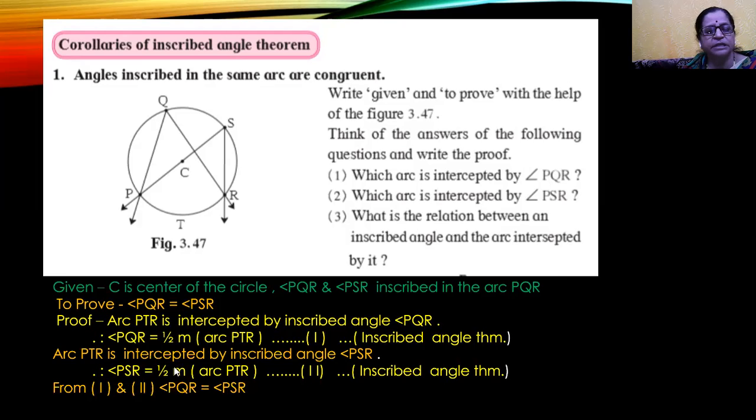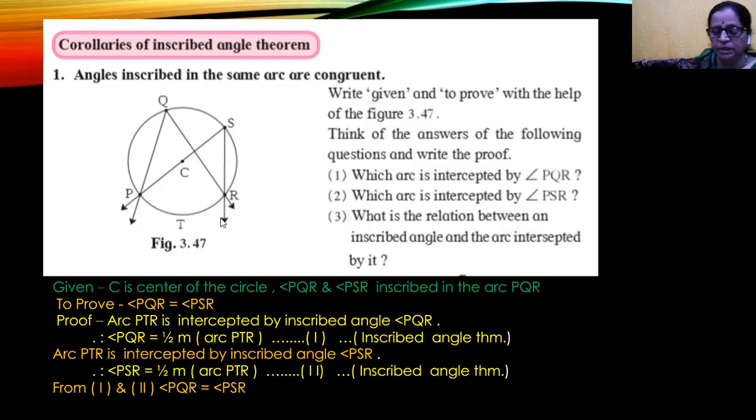Then arc PTR is also intercepted by the inscribed angle PSR. Therefore, angle PSR is equal to half the measure of arc PTR, by the inscribed angle theorem. This is equation 2. From 1 and 2 we get that angle PQR is equal to angle PSR. The measure of angle PQR is equal to the measure of angle PSR.